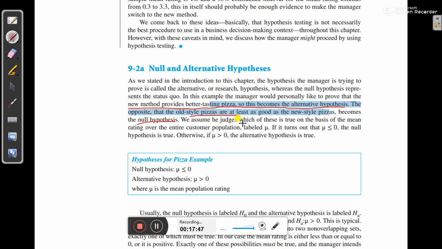We assume he judges which of these is true on the basis of the mean rating over the entire customer population, call it mu. If it turns out that mu is less than or equal to 0, then the null hypothesis is true. Otherwise, if mu is greater than 0, the alternative hypothesis is true, because 0 is defined as the old one being at least as good as the new style pizza. That is the null hypothesis. It means the mean value of the rating is between -10 and 0. And also if the ratings are between 0 and +10, then obviously mu will be greater than 0. Then obviously the alternative hypothesis holds, that is, the new method of preparing the pizza is tastier.